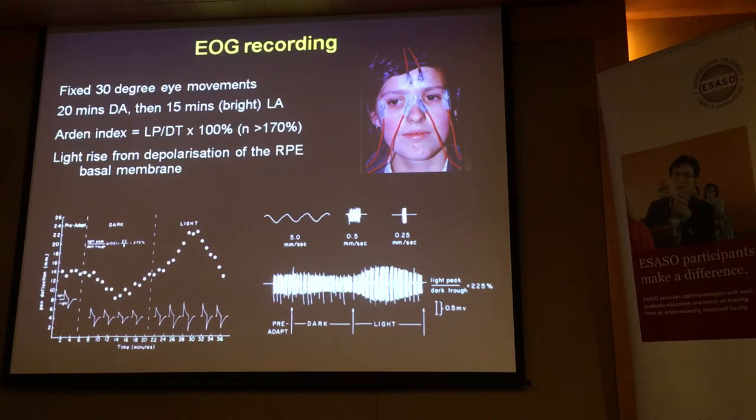And it was noted, and this was also done by Francois in Ghent in Belgium, and Freddy de Rook also, that as you go through darkness, you reach a minimum, and as you go into light, you reach a maximum. We know that the so-called light rise reflects a progressive depolarization of the basal membrane of the RPE. So the EOG is telling us about the interaction between the rod photoreceptors and the RPE.